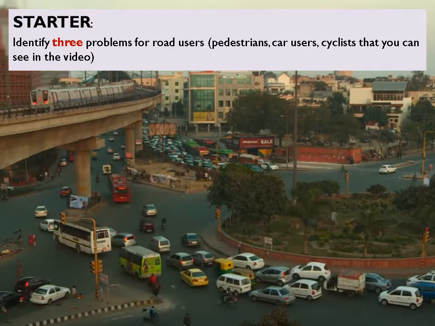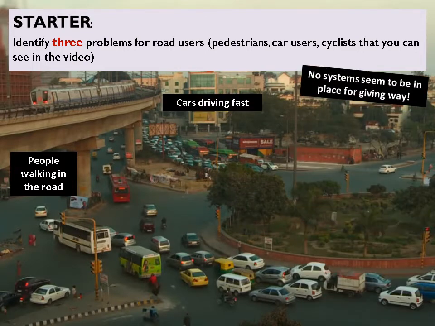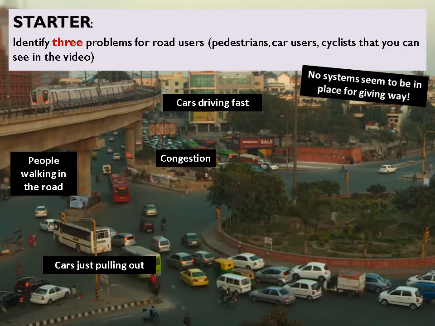3 problems. Well, there are many problems shown in this video, which is quite entertaining in its scariness. First of all, you've got people walking in the road, and also push bikes and motorbikes, which are quite vulnerable. You've got cars driving very fast. You've got no systems which seem to be in place for giving way or indeed knowing what the rules of the road are. You've got congestion in certain places, and you've got cars just pulling out onto roundabouts and at road junctions. There are also very few road markings.